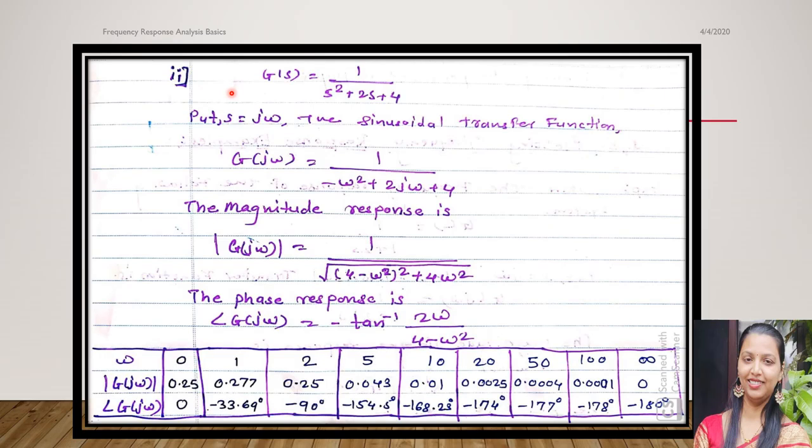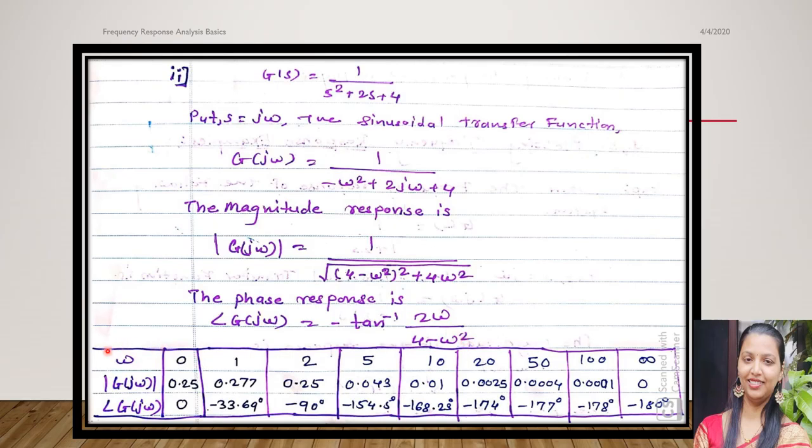On a similar line, let us draw the frequency response of the system G(s) = 1/(s² + 2s + 4). So put s = jω. The sinusoidal transfer function is given as G(jω) = 1/(−ω² + 2jω + 4). The magnitude response is |G(jω)| = 1/√((4 − ω²)² + 4ω²), and the phase response is angle G(jω) = −tan⁻¹(2ω/(4 − ω²)).